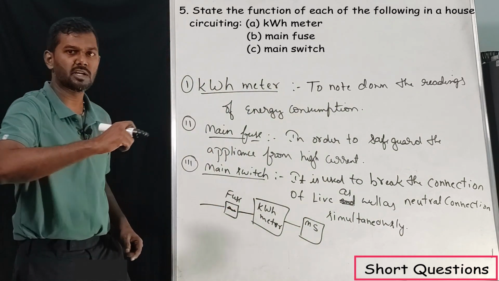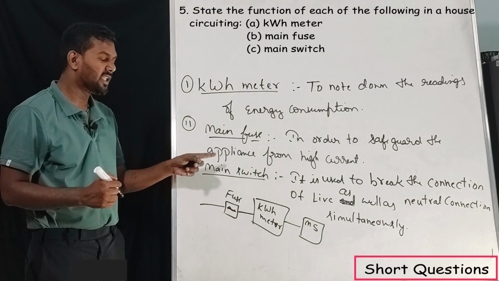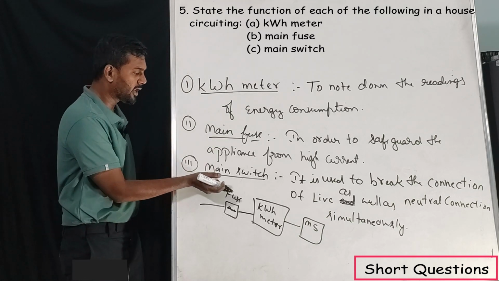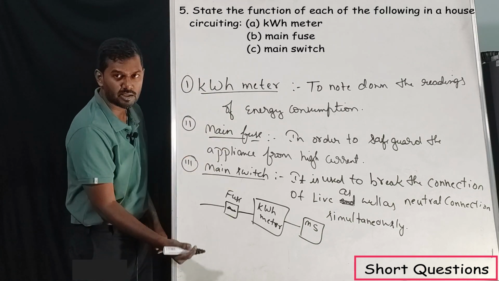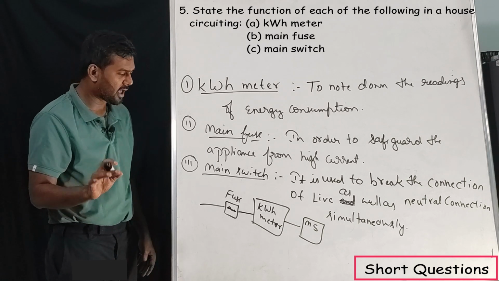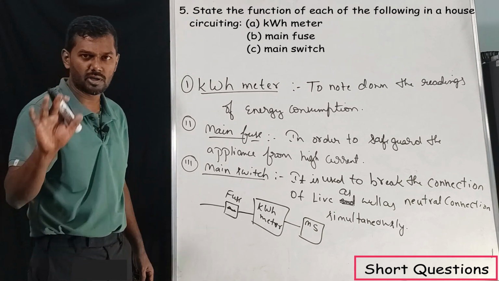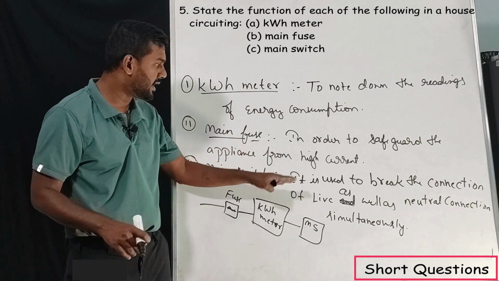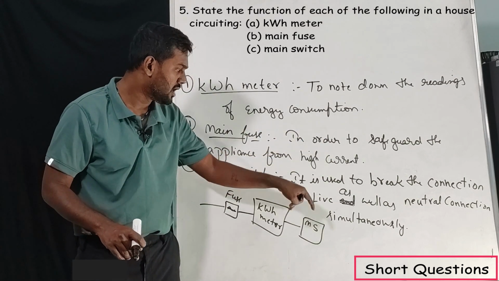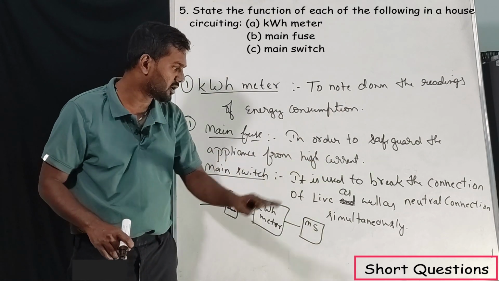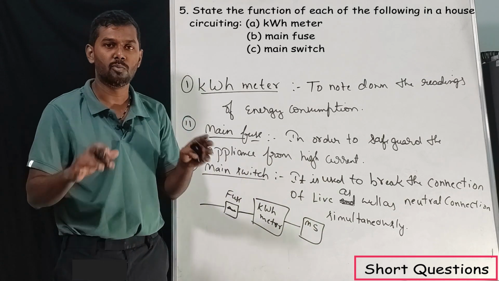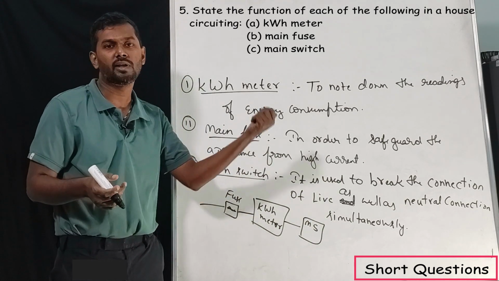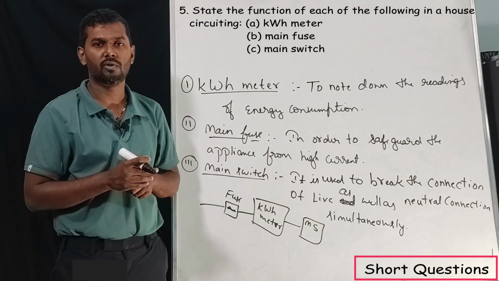See, main switch, it will be like that. Okay, so main switch is a double pole switch. Double pole switch means you can connect it like this or you can connect it like this. You don't have to worry about it for now. If you have understood the concept video, it is well and good. Now listen, what is the function of main switch? It is used to break the connection of live as well as neutral wire simultaneously. Both at the same time we can break the connection of live wire as well as the neutral wire.